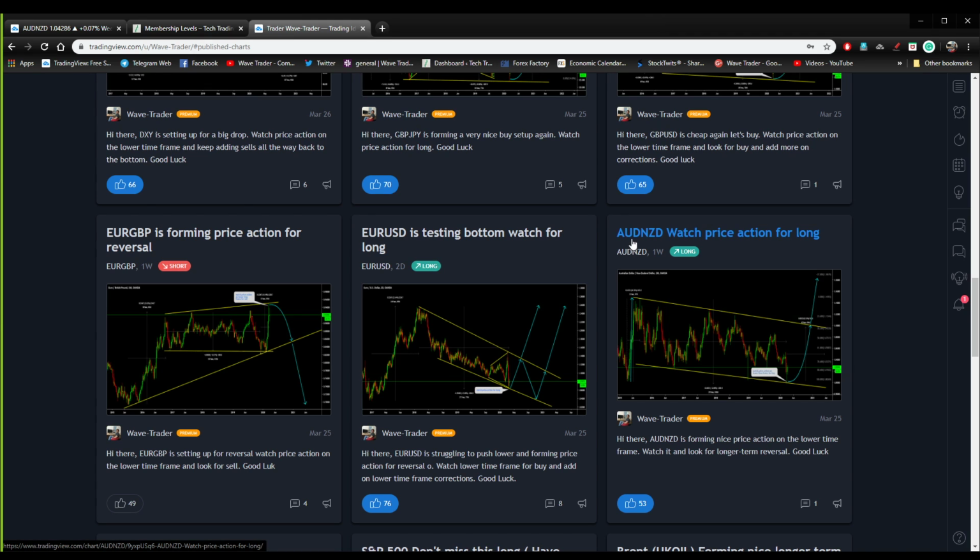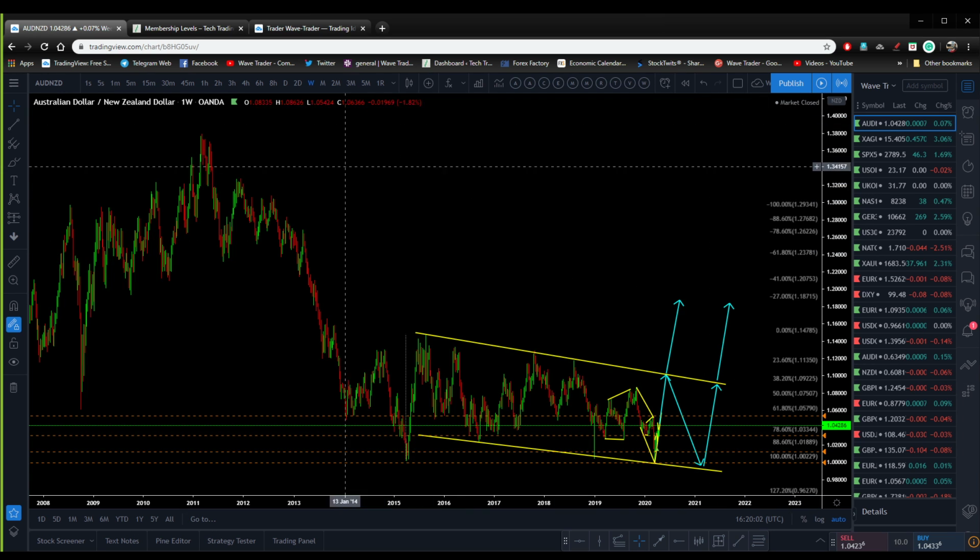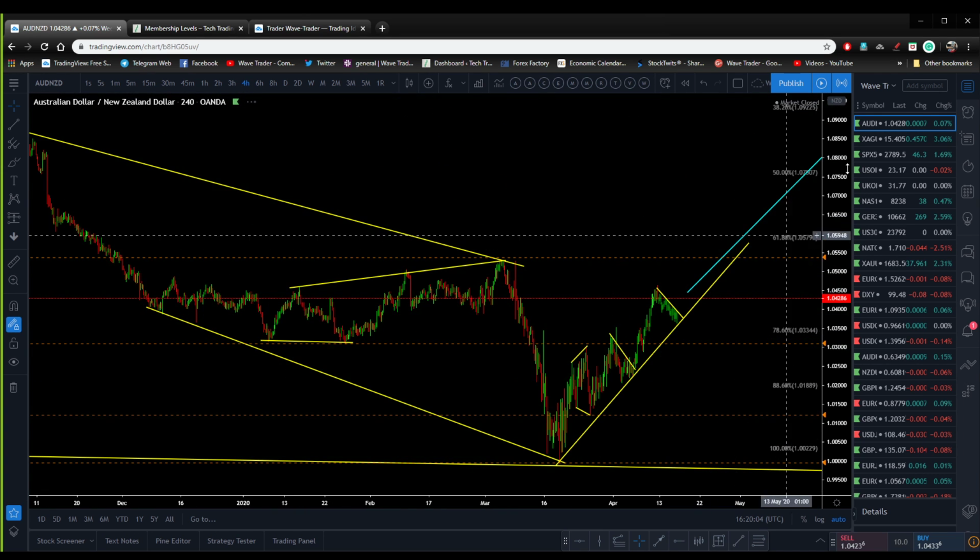So if you miss the trade, if you miss the buy on the Australian dollar, New Zealand dollar, just keep in your mind for next time, every time the price is getting close to 1, when New Zealand is pushing the Australian dollar close to 1, there's going to be a buy opportunity.